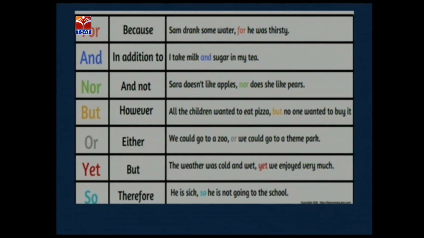Nor means not. Sarah doesn't like apples, nor does she like pears. Sarah doesn't like apples, she doesn't like pears. That means we connect these two ideas: Sarah doesn't like apples, nor does she like pears. In the same way, there are many conjunctions like that.